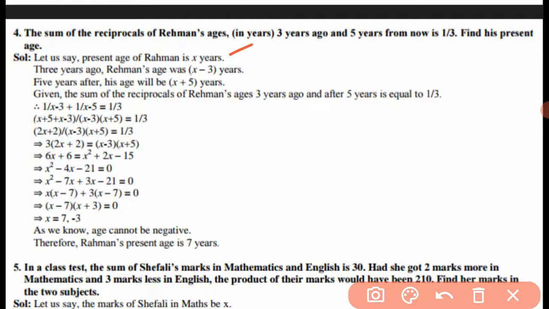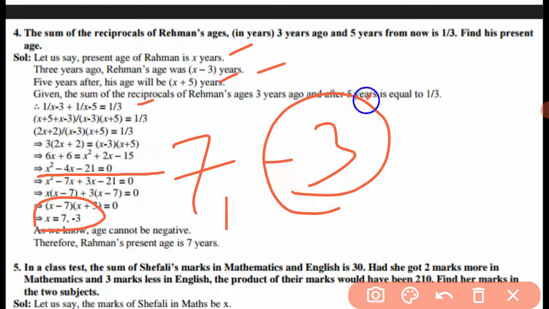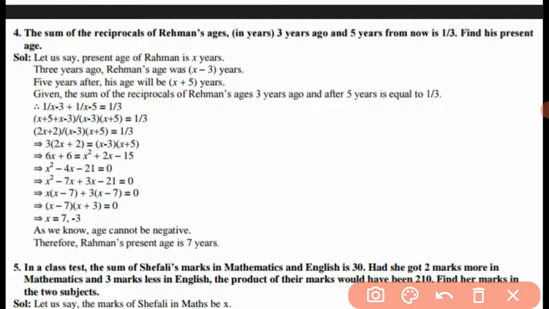So Rahman's age before 3 years was x minus 3, and after 5 years it will be x plus 5. According to the question, the sum of the reciprocals of the ages, that is 1 upon x minus 3 plus 1 upon x plus 5, equals 1 upon 3. Solving it by taking the LCM, we get x square minus 4x minus 21 equals 0, and by solving, the value of x will be 7 and minus 3. But minus 3 cannot be taken because age cannot be negative, so we can say that the age of Rahman will be 7 here.